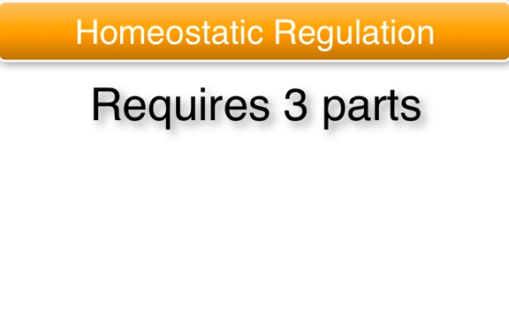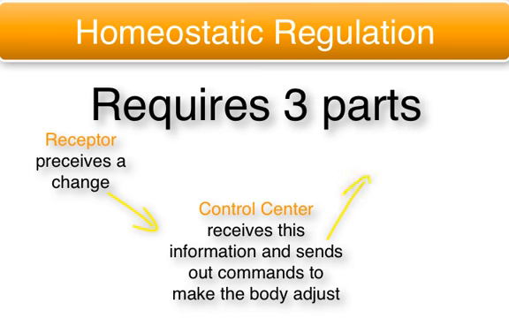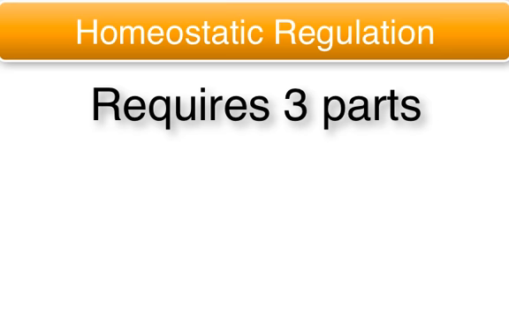Regulation of homeostasis requires three parts. First, a receptor, which is a sensor that is sensitive to change. Second, a control center that receives the information about the change and sends out commands to the body to adjust to the change. And third, an effector, which is a cell or organ that responds to the control center. The effector will either oppose the original change or enhance the original change. An everyday example to illustrate these parts is the maintenance of a comfortable room temperature.